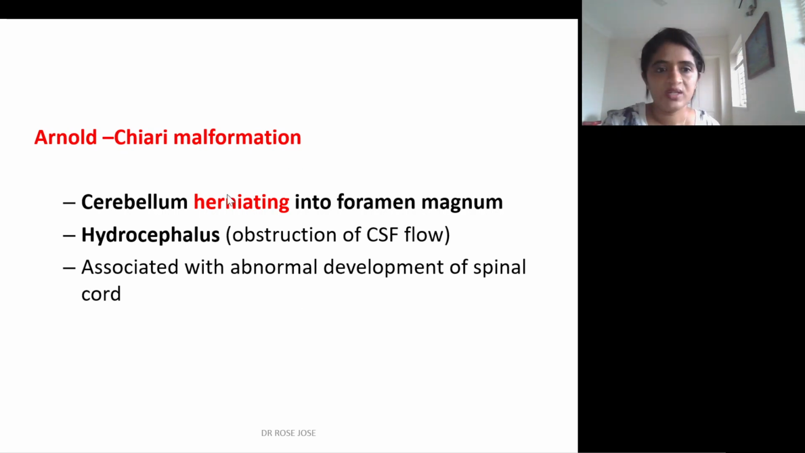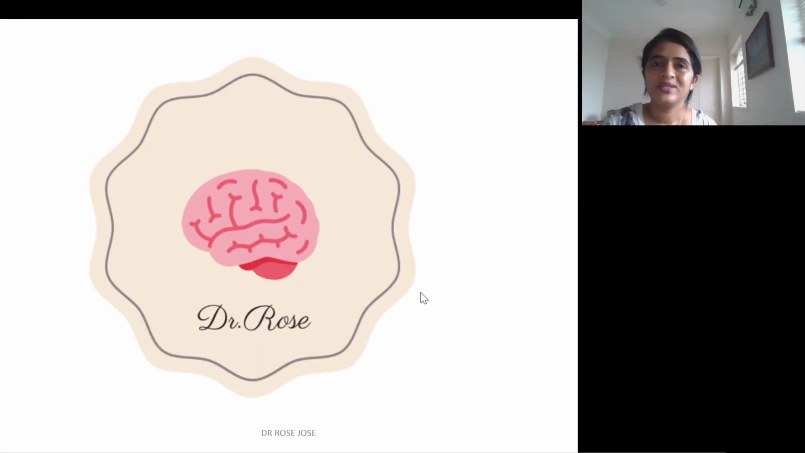You should also know this condition, that is Arnold-Chiari malformation. Here the cerebellum will be herniating into the foramen magnum. As a result, there will be hydrocephalus, that is obstruction of the flow of CSF, and there will be associated abnormal development of the spinal cord as well. So that's about the development of the central nervous system in a nutshell.